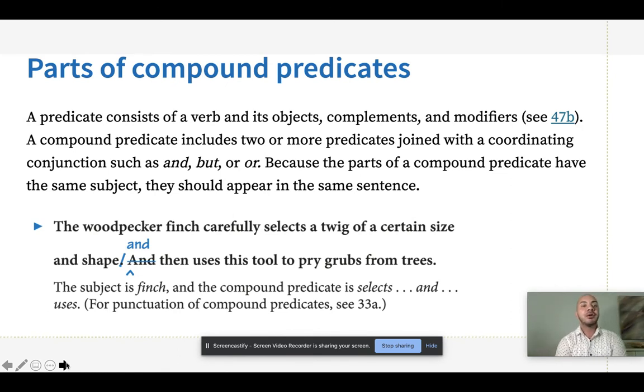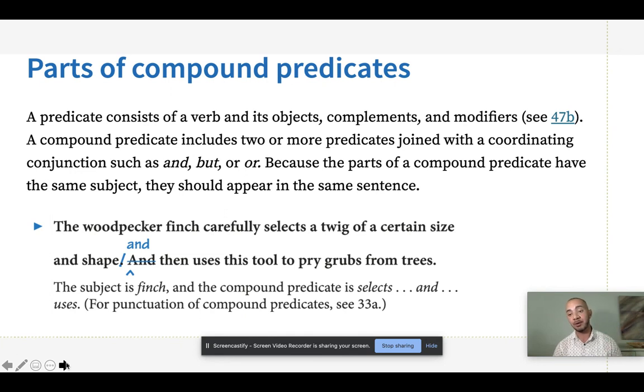So we are going to talk also about parts of a compound predicate. A predicate is just another word for a verb and a verb phrase. So it could be a verb, it could be a direct object, it could be complements or modifiers. All of these things are to say the verb is the action, and the rest of the things that exist in the predicate tell us where the action took place, how it took place, when it took place, or who it took place to. A compound predicate includes two or more predicates joined with a coordinating conjunction.